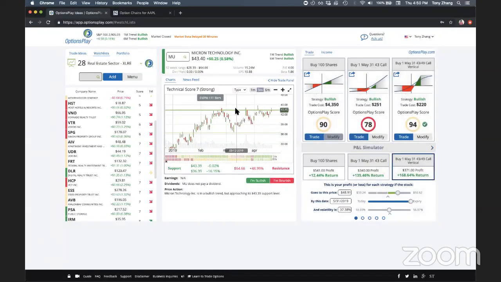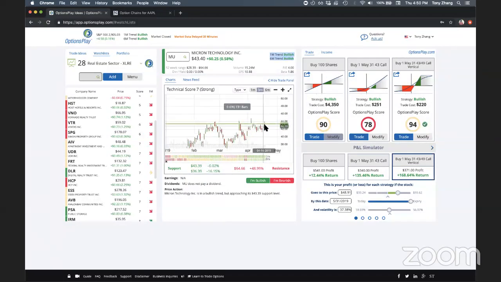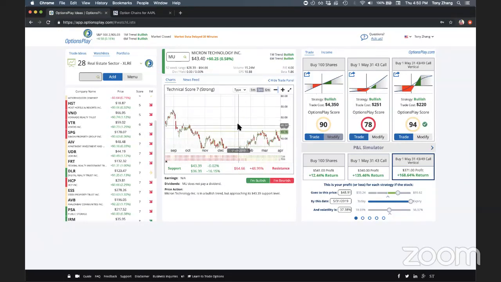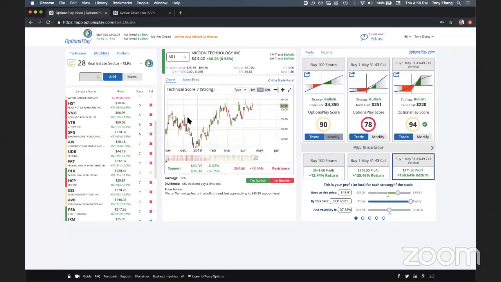Micron's just flirting with this 43, 44 resistance level. It's got relatively strong technical scores. 1 month and 6 month trends are bullish. So let's say for argument's sake, this stock does break above that resistance level and maybe makes a run at maybe 46, possibly 53. 53 is probably a bit of a stretch, but maybe 47 or so.